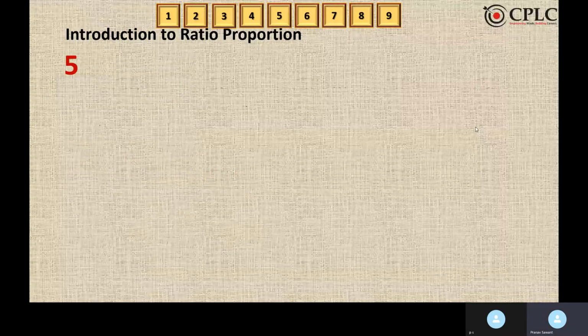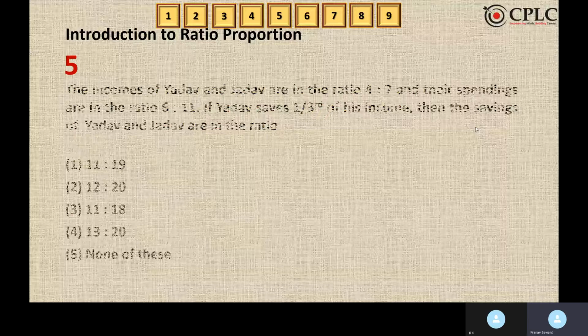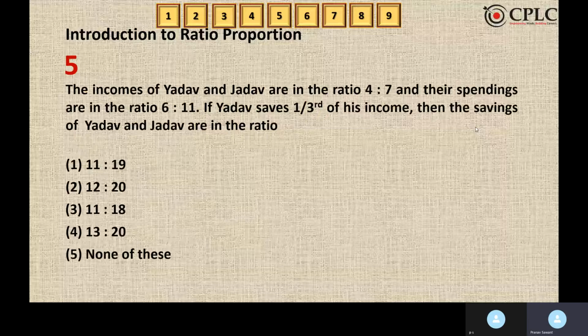The incomes of Yadav and Jadhav are in the ratio 4 is to 7 and their spendings are in the ratio 6 is to 11. If Yadav saves one third of his income, then the savings of Yadav and Jadhav are in the ratio of what? We don't know the actual income, we don't know the actual expense, but we have the ratios. So let's try to solve this.